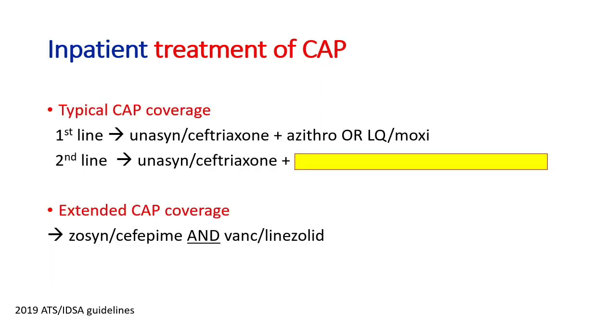So for inpatient treatment of pneumonia, the typical coverage is first line is Unasyn or ceftriaxone coupled with azithromycin or a respiratory fluoroquinolone. And then second line is Unasyn or ceftriaxone with, what would you guys use as a second option?